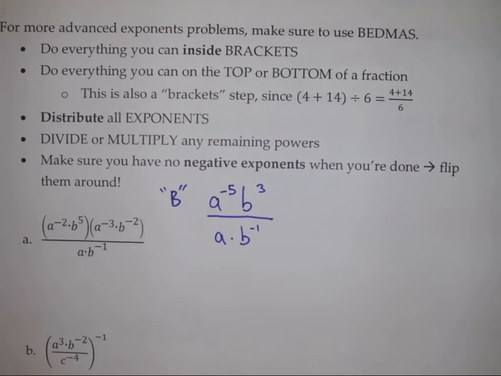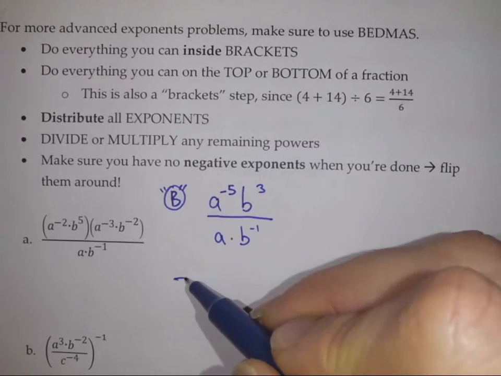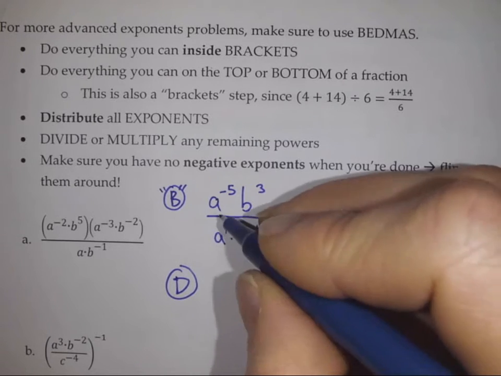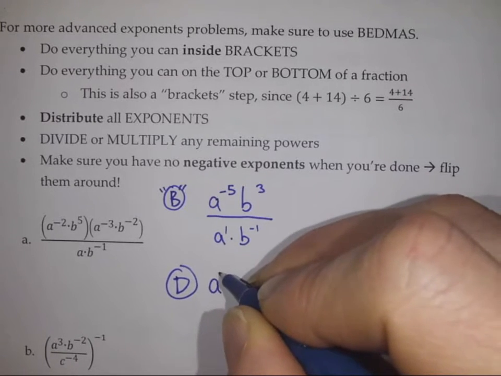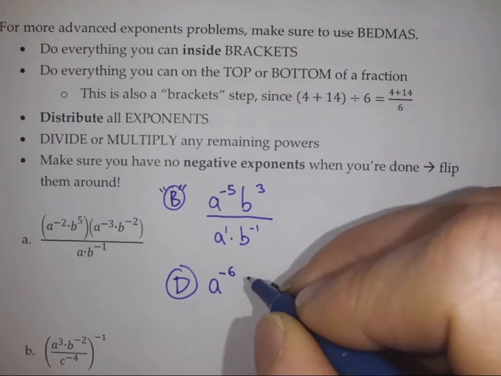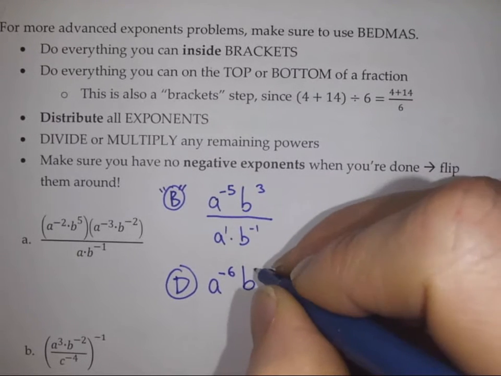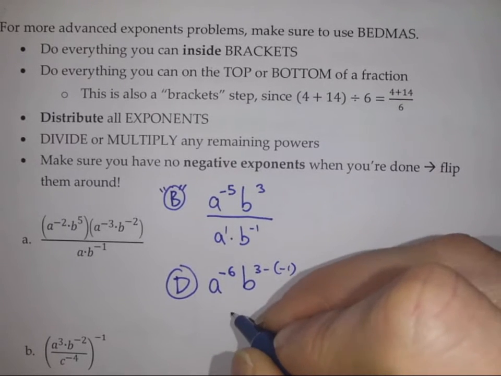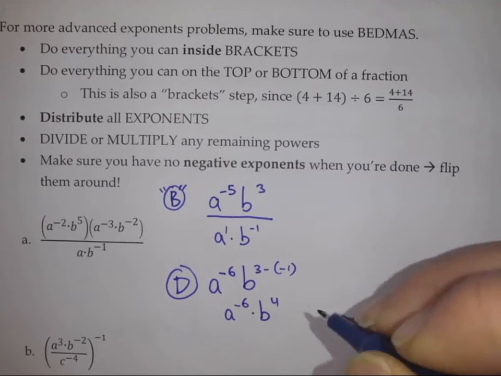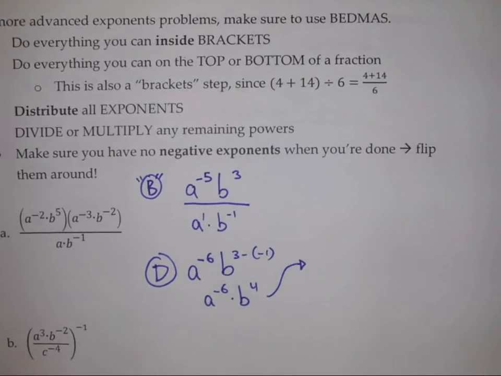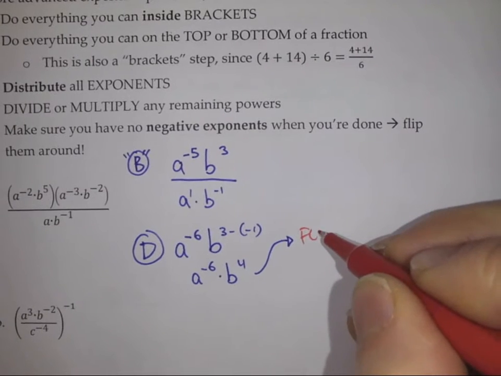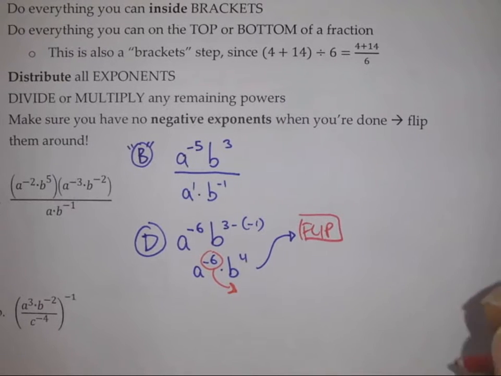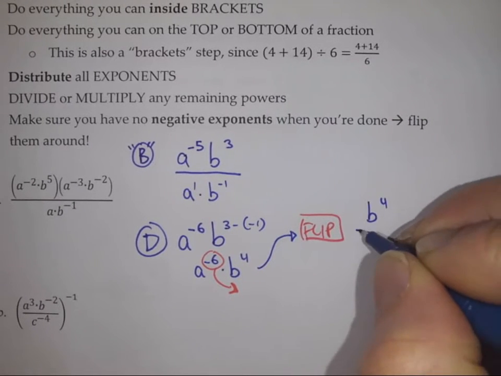And then I'm going to do my division step, which is a to the power of negative 5 divided by a to the power of 1, will be a to the power of negative 5 minus 1, or negative 6. And b to the power of 3 minus negative 1 is actually b to the power of 4. So that'll give us a to the power of negative 6 times b to the power of 4. And the last thing we'll do to finish off is we'll flip. So we'll take the negative exponent, we'll flip it downstairs, and that'll give us b to the power of 4 on the top over a to the power of positive 6 on the bottom.